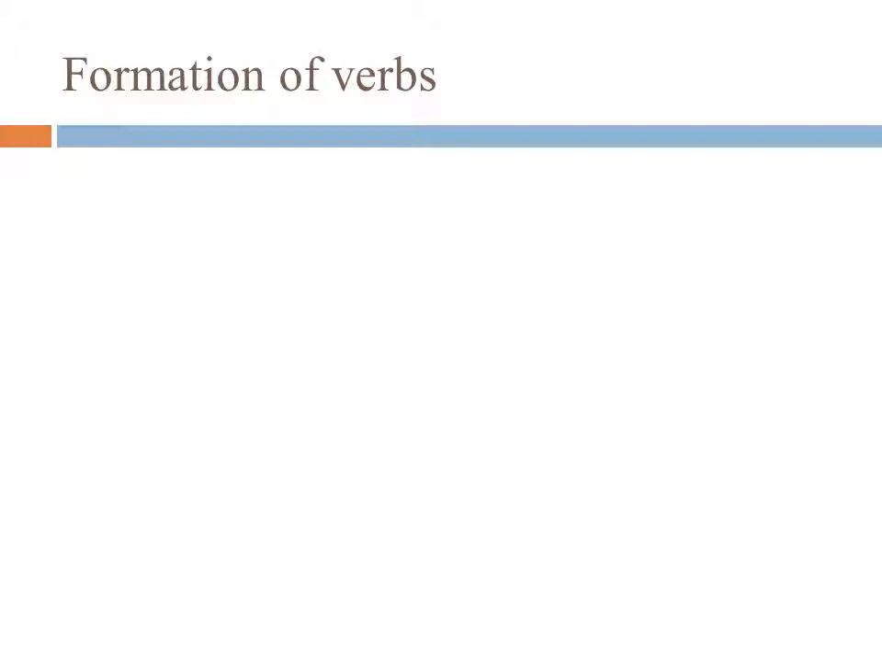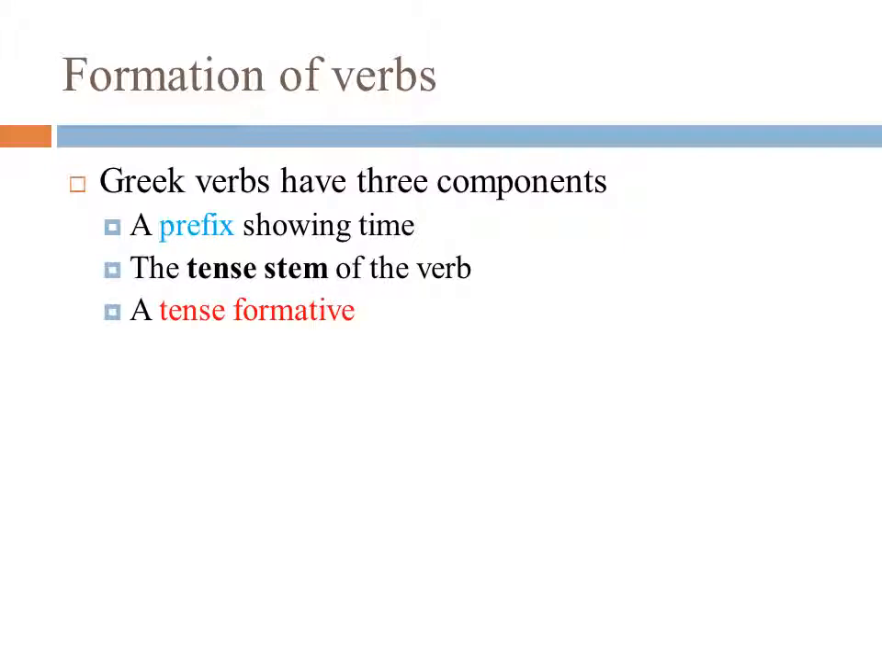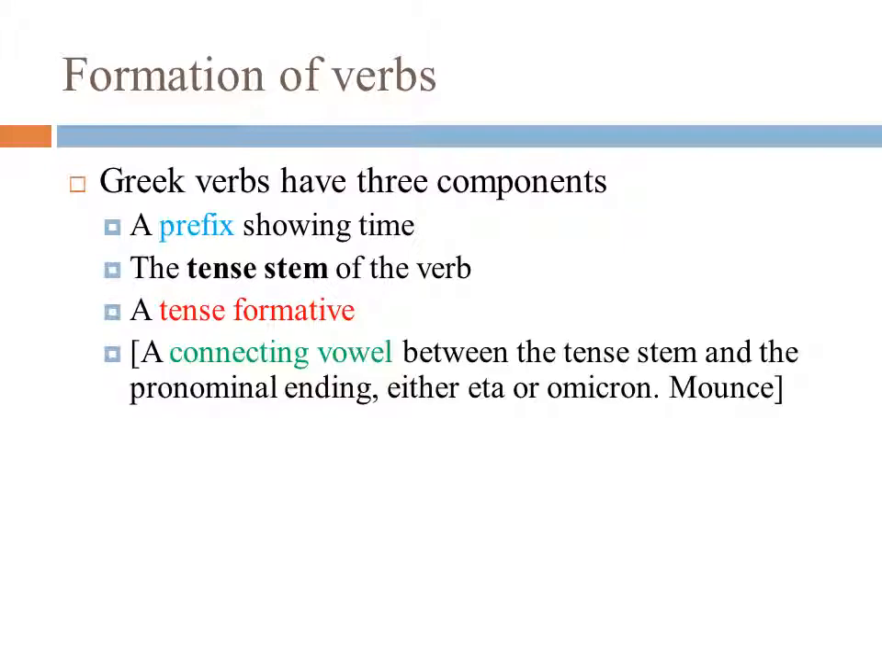Formation of verbs. Greek verbs are formed by three components. A prefix that shows time, and this prefix is actually only used in the past tense. The tense stem of the verb, that is, the stem with the meaning of the word. A tense formative, and we're going to look at this, these are unique to different tenses that tell us, just with one character or two characters what tense it is in. A connecting vowel between the tense stem and the pronominal ending.